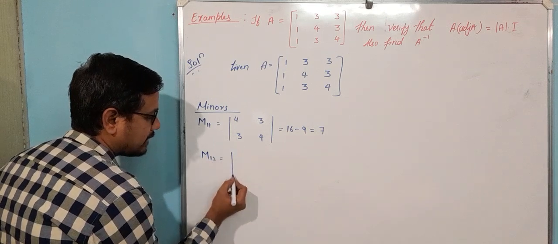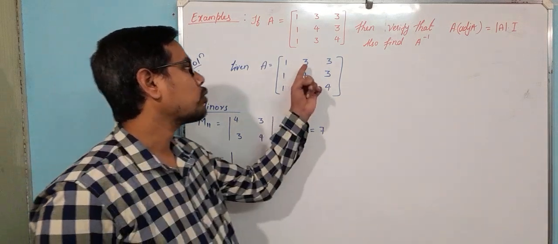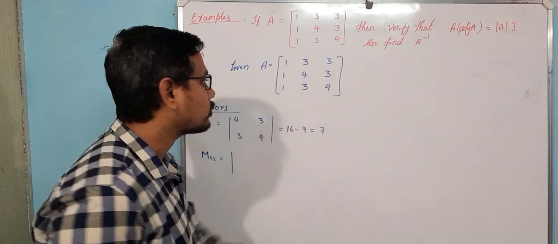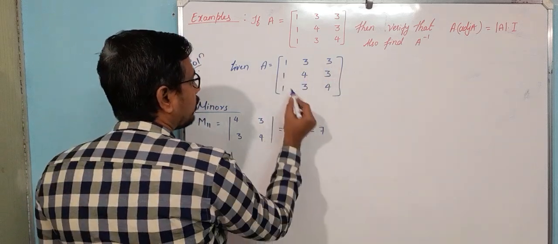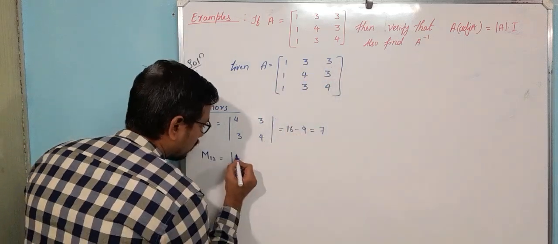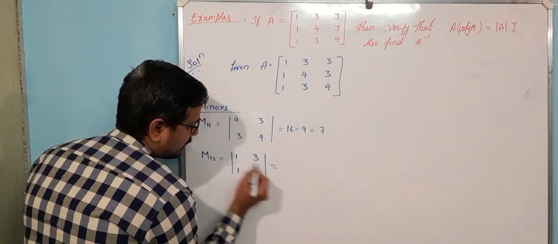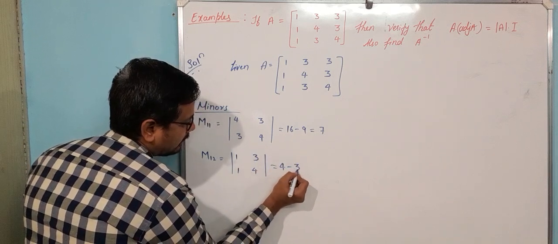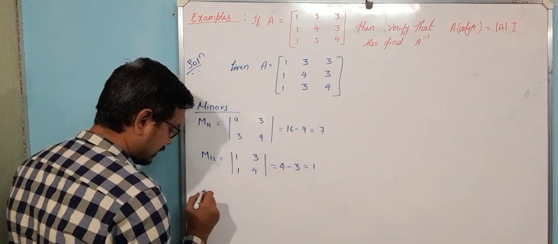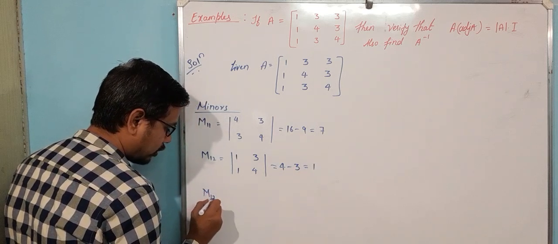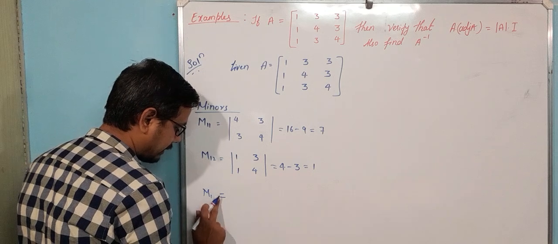M12 is the minor of A12. So leave the first row and second column. Whatever is left is 1, 3, 1, 4. So this is nothing but 4 minus 3, that is nothing but 1.